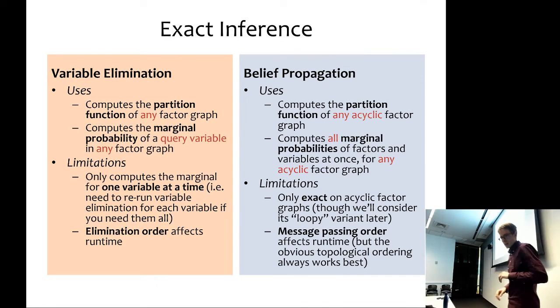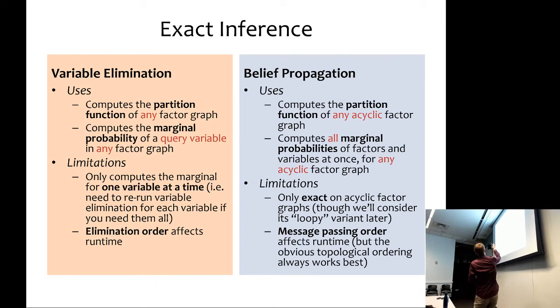Okay, so variable elimination is nice because it can compute the partition function of any factor graph, and it can compute the marginal probability of a query variable in any factor graph. But it has some limitations, namely that it only computes the marginal for one variable at a time, meaning that you would need to rerun variable elimination multiple times if you wanted the marginal probability of each variable in the factor graph. And the reason is that whichever one you want the marginal of needs to come last.